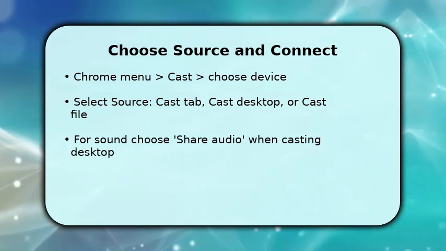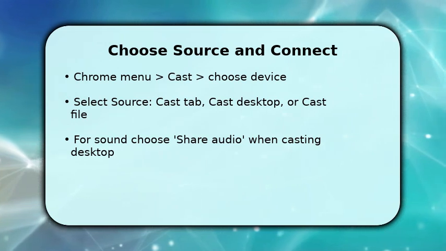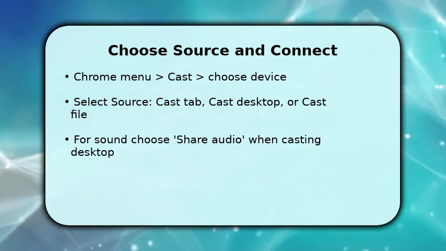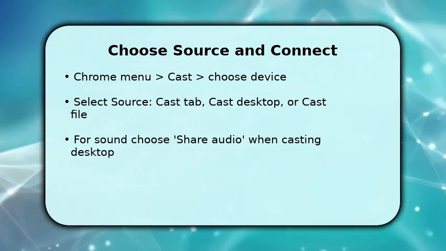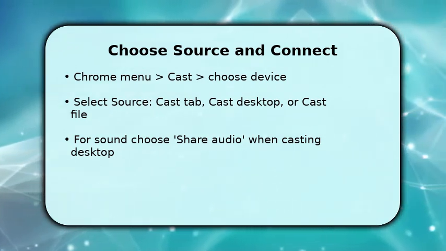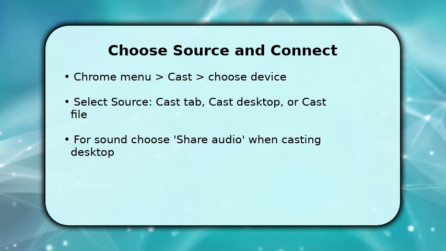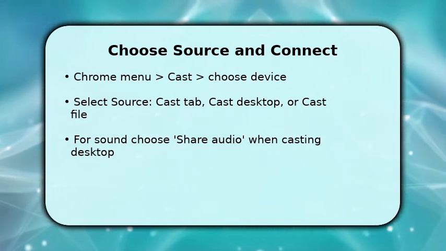Pick Cast tab to stream a single browser tab, Cast desktop to mirror your whole screen, or Cast file to play a local video. If you cast the desktop and need audio, check Share Audio before confirming. Once you click the device name, Chrome negotiates the stream, and your chosen content appears.